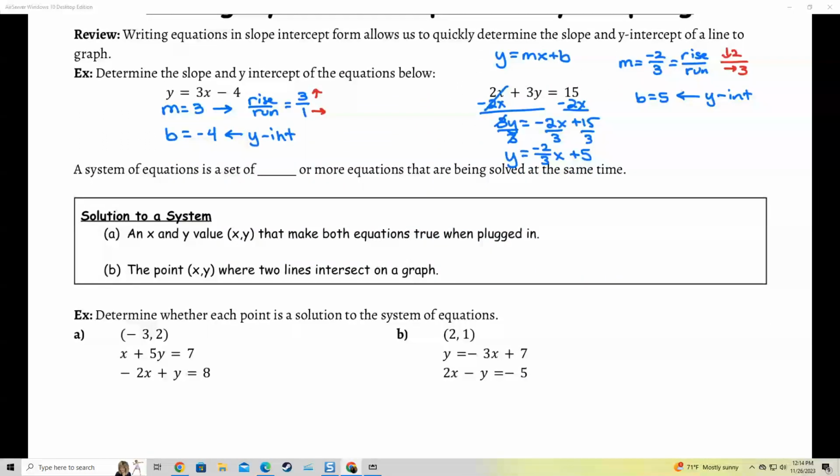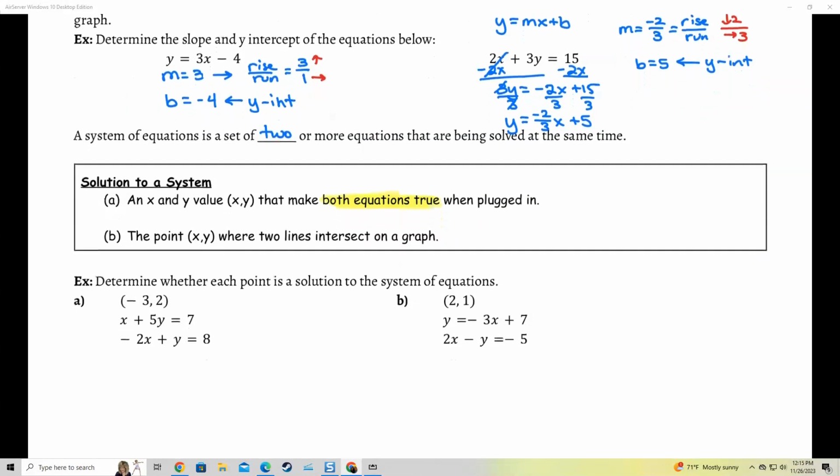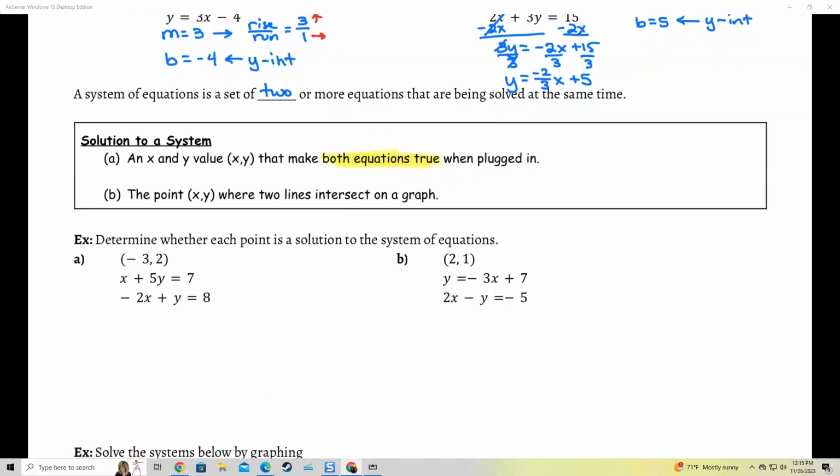So today we're going to be working with the system of equations. A system of equations is a set of 2 or more equations that are being solved at the same time. Now, as far as solutions to systems, well, there's two different types of solutions that we really work with in mathematics. The first one is going to be an x and y value that make both equations true when plugged in. So let me go ahead and highlight that. So if I'm just talking about the equations, then I want an x and a y that makes both of them true. And if I'm talking about a graph, then it's the point x comma y where the two lines intersect.